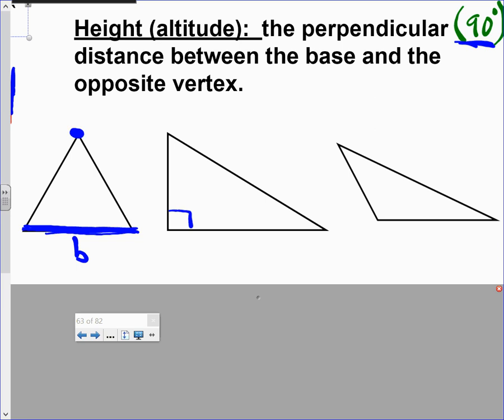Opposite vertex, the vertex just means it's a fancy word for a corner of the triangle, a corner of a shape. So if this is the base, the opposite vertex is right here. Now the distance between the base and the opposite vertex, Rodriguez, is going to be 90-degree distance. So I'm going to put a little dotted line here coming down, and let's make this 90 degrees. That little box means a 90-degree right angle. So this would be my height, H.